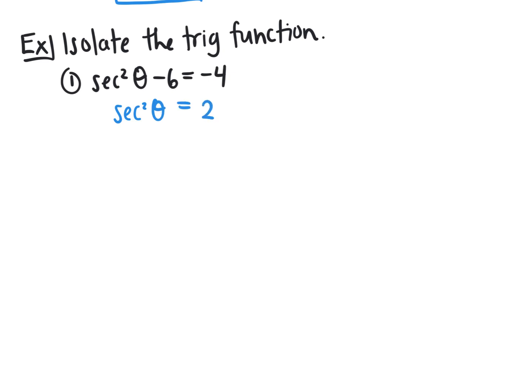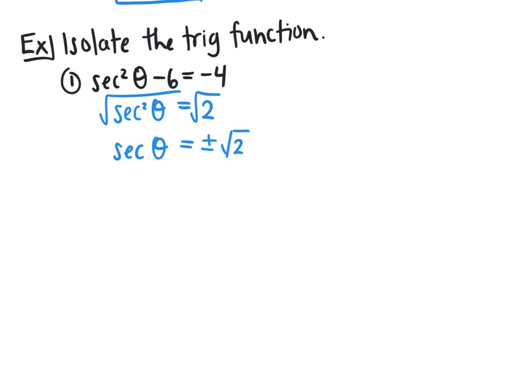I'm going to square root both sides, so I get the secant of theta is equal to plus or minus square root of 2. It's cool, just leave the square root, which is fine. I have my trig function isolated. This is an acceptable answer.